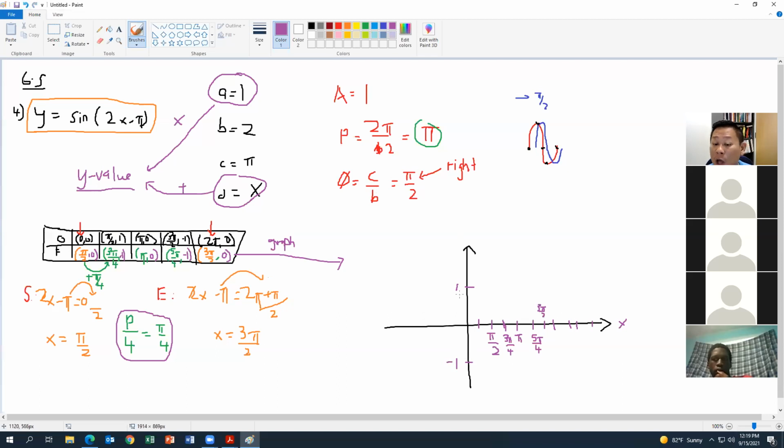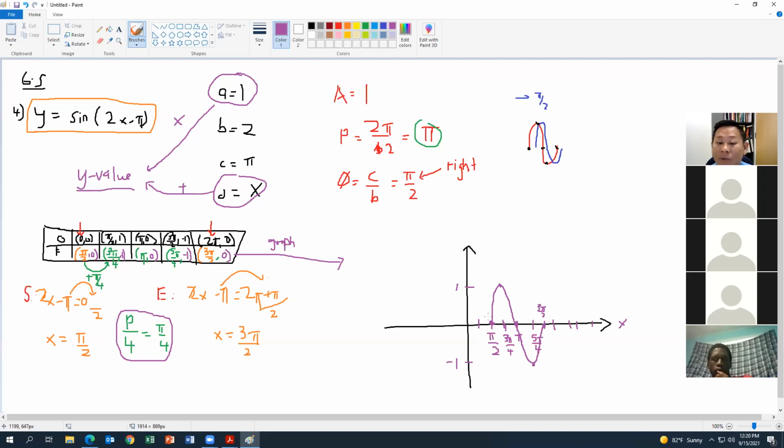So now we begin to plot this sine wave. So pi over 2, 0 is right here. 3 pi over 4, 1 is right here. And then pi, 0 is right here. 5 pi over 4, -1 is right here. And then 3 pi over 2 is right here. So you have this sine wave, which is a hill and a valley. And you can tell that it's been moved to the right by pi over 2.